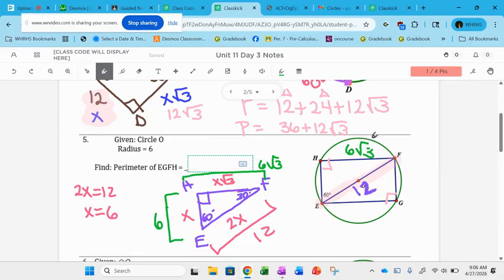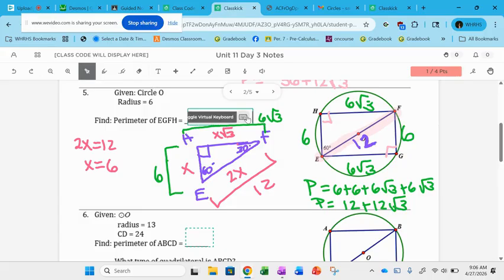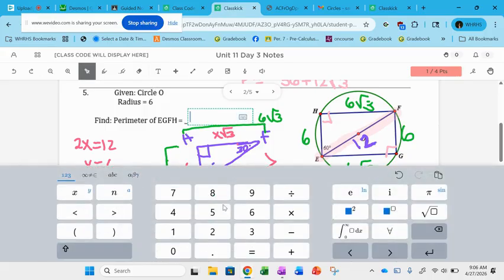And since this is a rectangle, across from it will also be 6 root 3. And if HE is 6, then across from it will also be 6. So now the perimeter is going to be 6 plus 6 plus 6 root 3 plus 6 root 3. So the perimeter is going to be 12 plus 12 root 3. So we're going to say 12 plus 12 root 3.